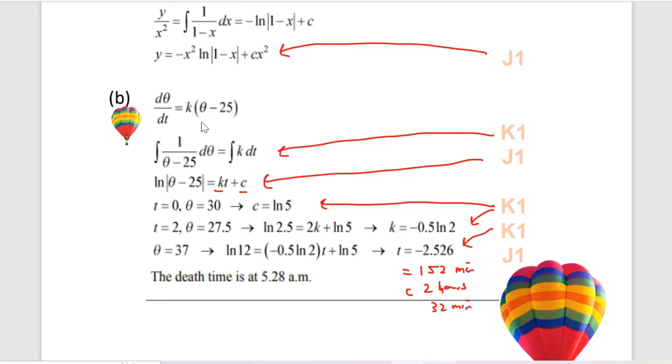Okay, so kita boleh carilah the death time is at 5:28. Sebab apa? Sebab masa mayat tu dijumpai adalah pada jam 8 AM. So, sebab dia negatif, maksudnya dia ke belakang lagi. So, 2 hours 32 minutes before adalah 5:28 AM. So, J1 dia dekat sini. Okay, so awak kena kira lah 5:28 AM adalah dia punya death time dia. Alright.